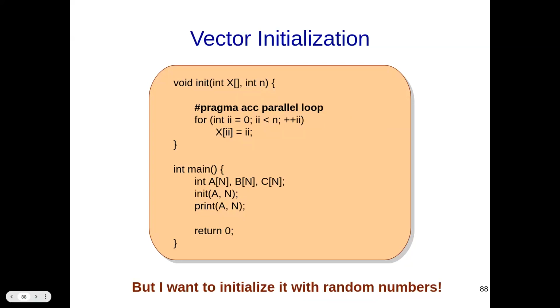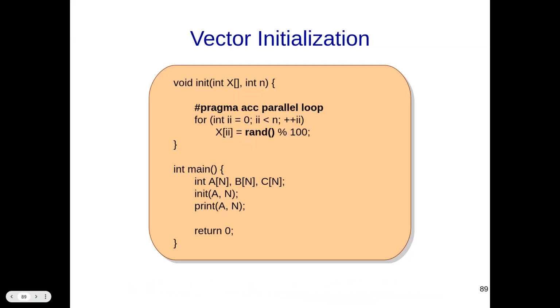So instead of x of i equal to i, I'm going to use x of i equal to the rand function, which is provided in the C library. So stdlib.h is something which I might have to include. And once I do that, then I can simply make use of that. And I want, let's say, numbers between 0 and 99, so I just use mod 100.